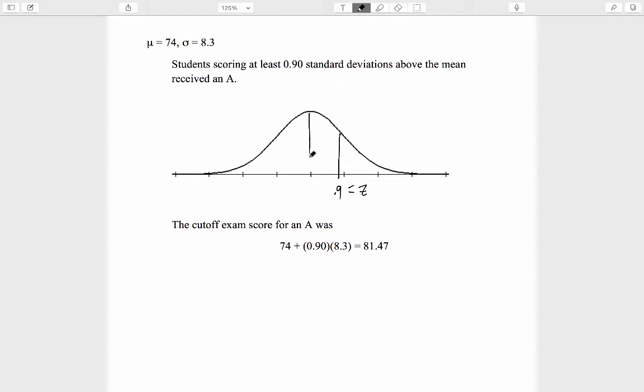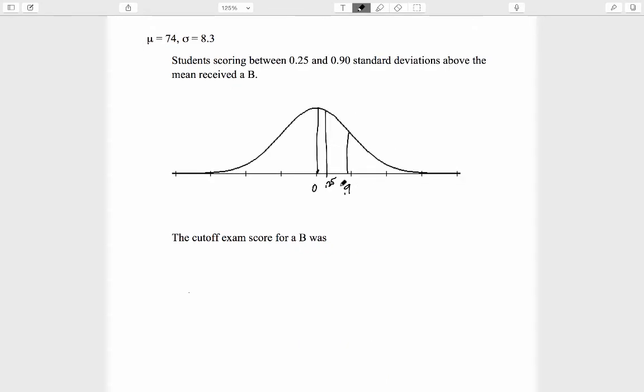To find what percentage of the class received an A, we look up 0.9 in the table, that's 0.90, and we discover the number 0.3159. But we have to remember, 0.3159 is the probability of landing in this region here between the mean and our cutoff for an A. So 31.59% of the class scored above the mean but fell short of an A. That means that we need to compute 0.5 minus 0.3159 to find that 0.1841 of the class, that is 18.41% of the class, received an A.